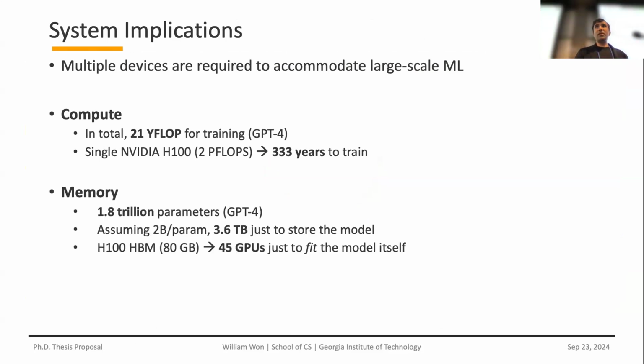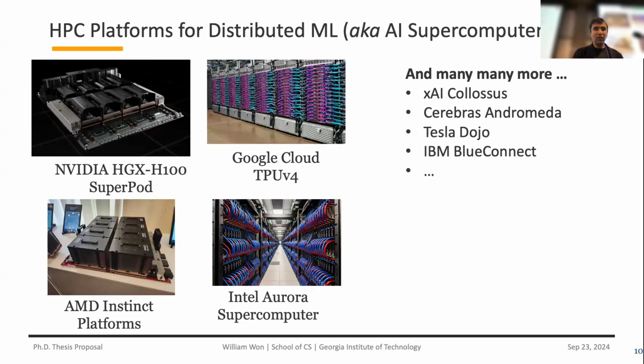On the memory side, GPT-4 is rumored to have about 1.8 trillion parameters. So just to store the model, you would need about 3.6 terabytes. And just to store the model, you would need 45 GPUs, right? And this is not even counting the additional GPUs for throughput or additional memory for intermediate states. So this has, of course, led to several AI platforms or AI supercomputers that people have been building.